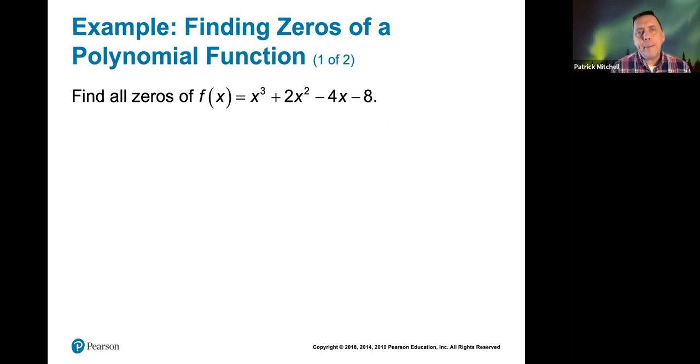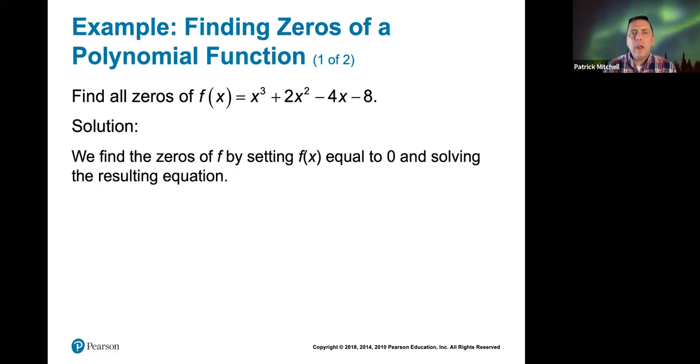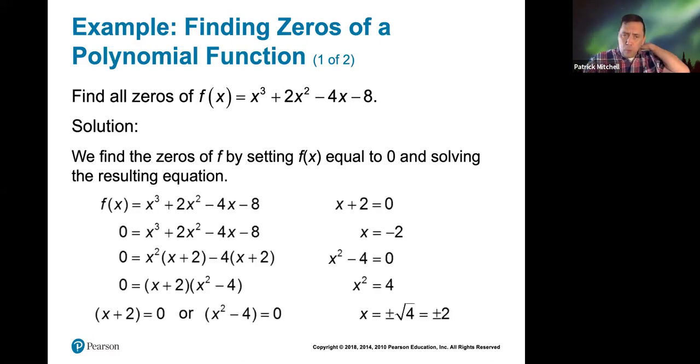All right, so in this example, we're going to find all zeros of the function f of x equals x cubed plus 2x squared minus 4x minus 8. And the way that we're going to do that is we're going to set this function equal to 0 and solve the resulting equation. Okay, so all this stuff came up at once. I would have liked for it to come up one line at a time, but I couldn't make that happen. So let's just take it line by line. And you read this going down this way, and then you jump over here. Okay, so here's the function.